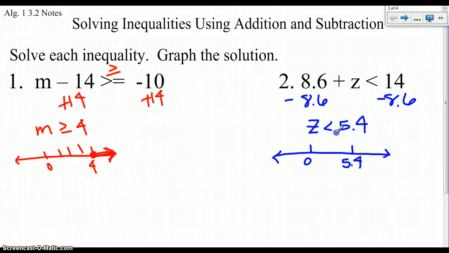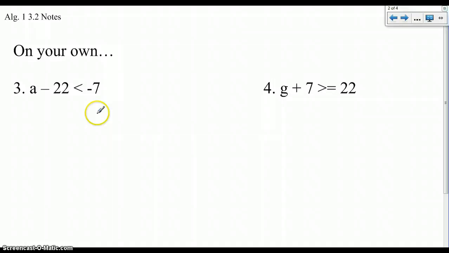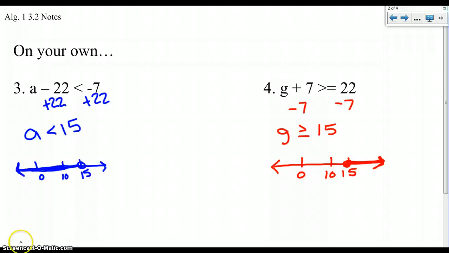And since it's just less than, not equal to, we have an open circle, and z is less than 5.4, so it's all the numbers to the left of 5.4. It's all the numbers smaller than 5.4. So we shade to the left. That's how we graph it. I want you guys to move on to number 3 and 4 and pause it, and then we will come back and do them together, and hopefully we get the same answers.